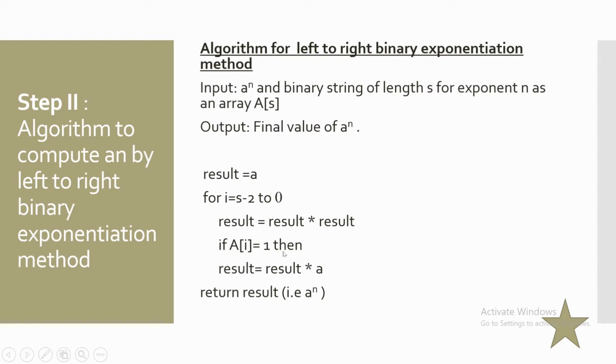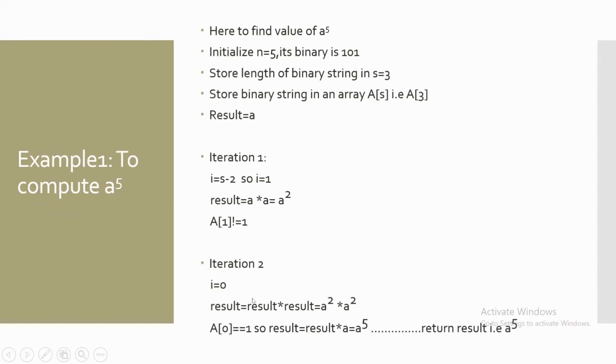Now my a0 is 1 here, so the result will be multiplied again with a. So you can see that here I have come up with a5. Now how many multiplication operations have I computed? I have done 1, 2 and 3. Only 3 times I have multiplied, right?